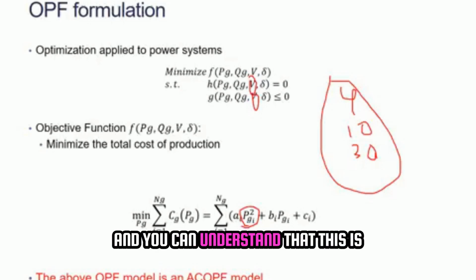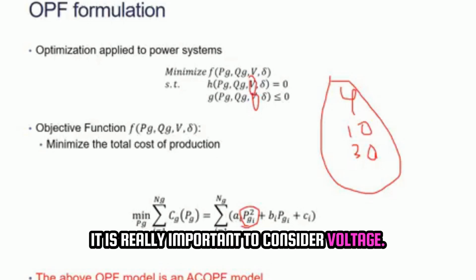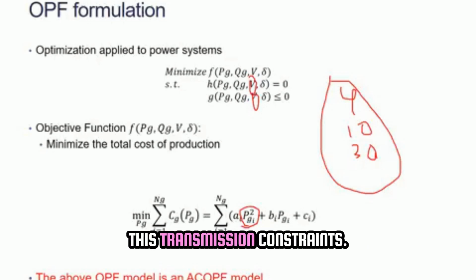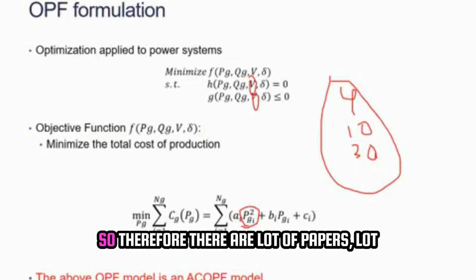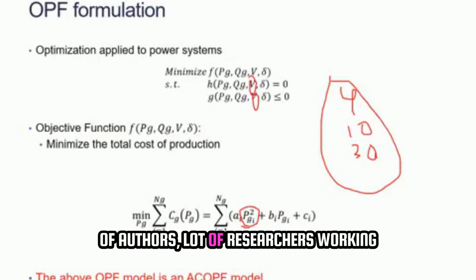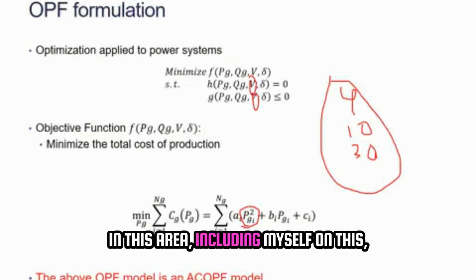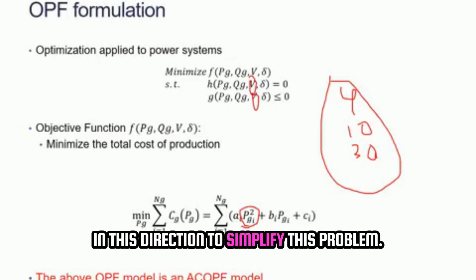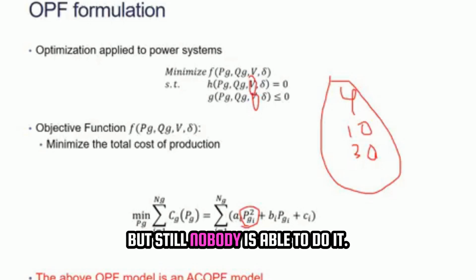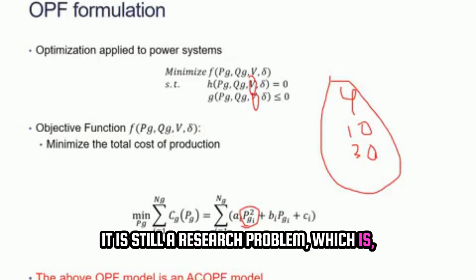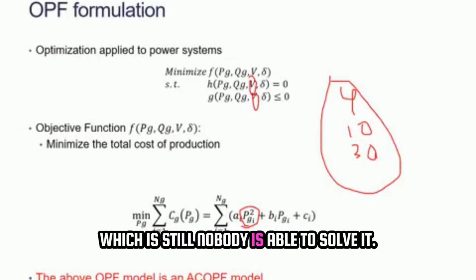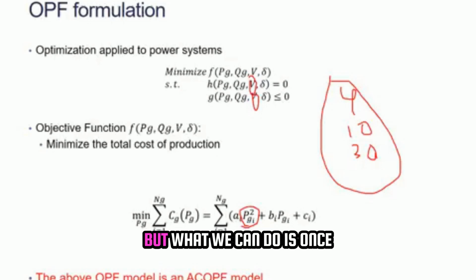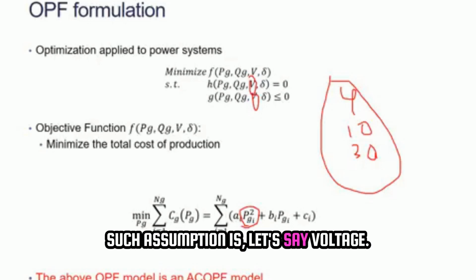You can understand that it is really important to consider QG, it is really important to consider voltage, and it is also important to consider the transmission constraints, and we cannot ignore that. Therefore there are a lot of papers, authors and researchers working in this area, including myself, to simplify this problem. But still nobody is able to do it. It is still a challenging research problem that nobody has been able to solve.